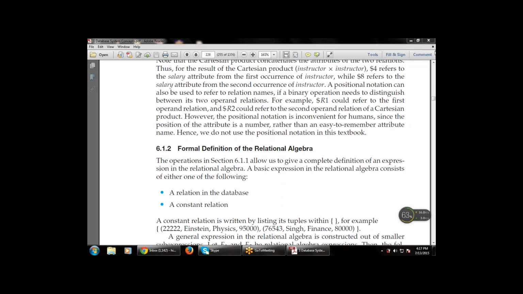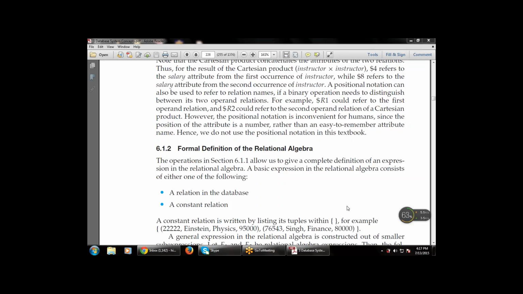So first is the formal definition of relational algebra. That is, what is the formal definition of relational algebra? It gives a complete description of an expression in the relational algebra. A basic expression in the relational algebra consists of either of the following.